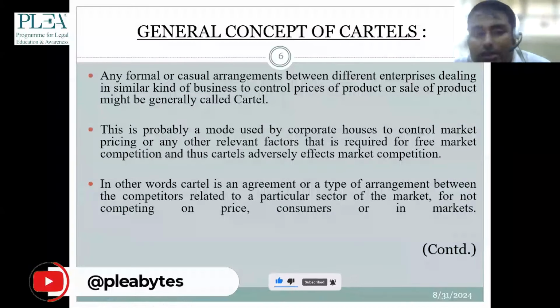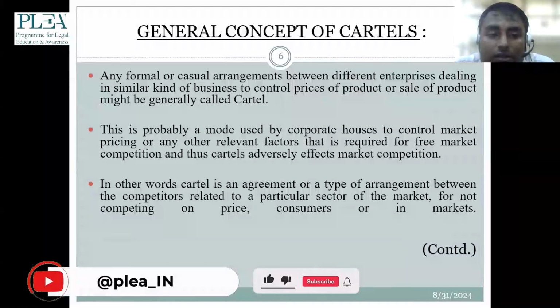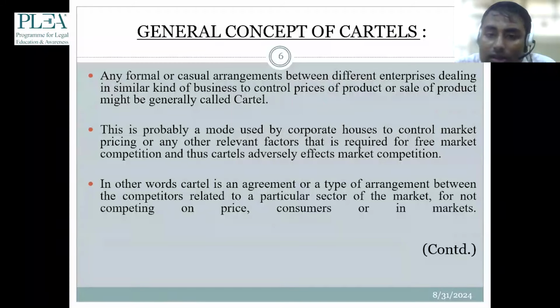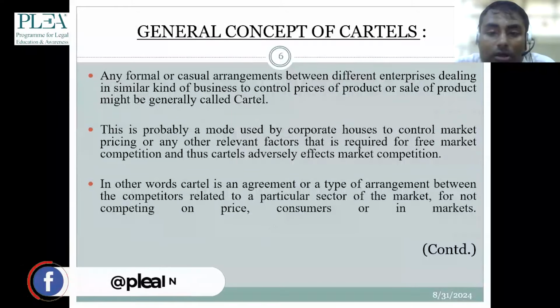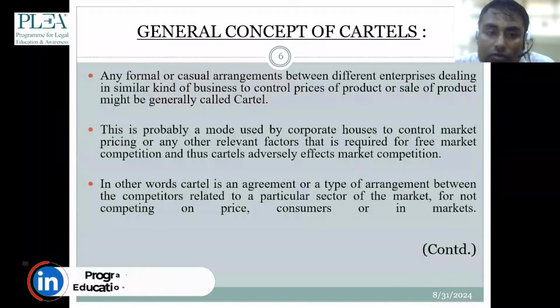Now, in that case also, any formal or casual arrangements between different enterprises dealing in a similar kind of business to control prices of a product or sale of a product might be generally called a cartel. So if we go into the common or general definition of cartel, we can find that any formal or casual arrangement, maybe formal, maybe casual, but there is an agreement between the parties, and the ultimate thing is to affect some price, fix some price. So that should come through.